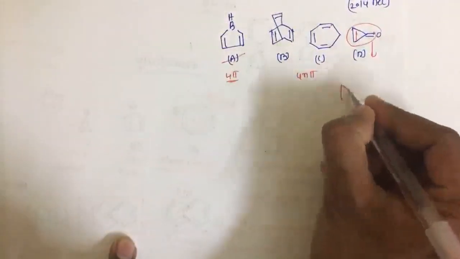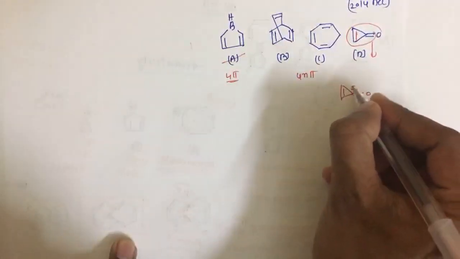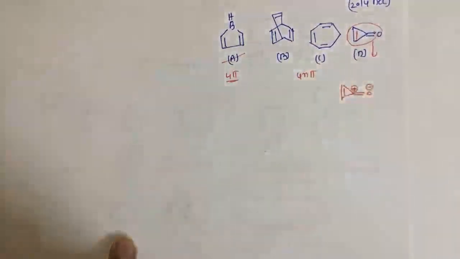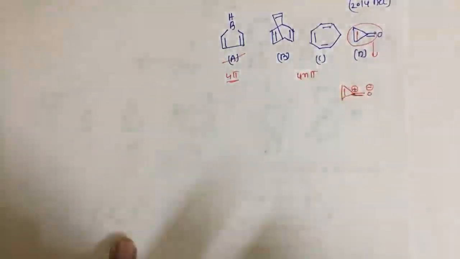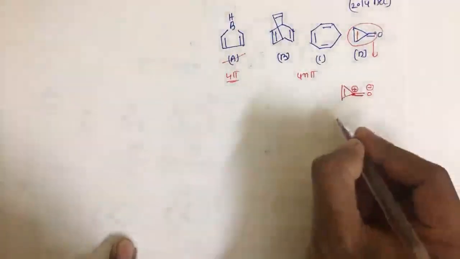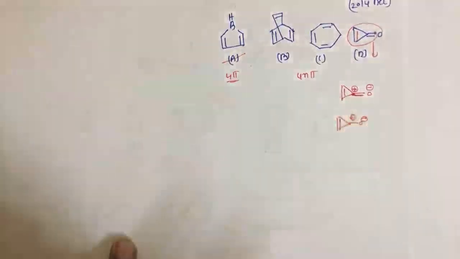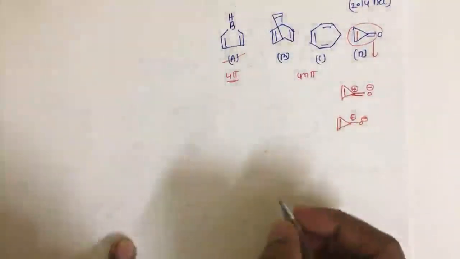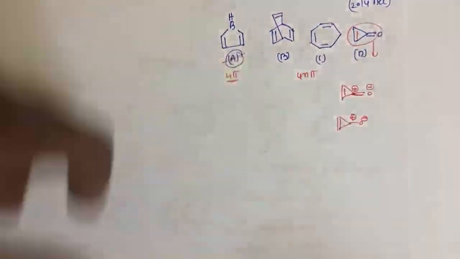Just remember that. When we have a carbonyl compound like this, here this will be a positive charge and this will be a negative charge. We cannot consider this double bond as part of aromaticity, because this exists like this. Because of that reason, this is aromatic, and this is also aromatic, this is also aromatic, but this is anti-aromatic.